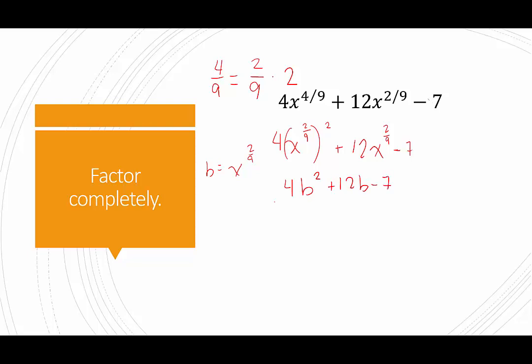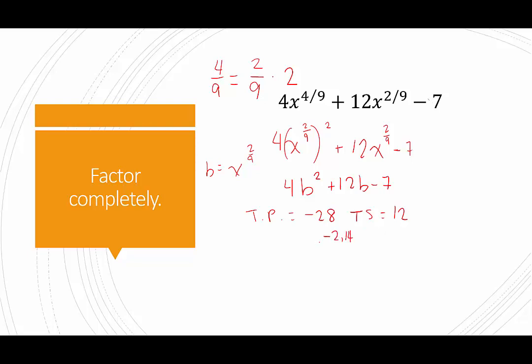So this trinomial, we can't take any shortcuts. I don't see anything special about this. The target product here is 4 times -7, that's -28. And the target sum is the middle coefficient, 12. Two numbers that multiply to -28 and add up to +12 would be -2 and 14.